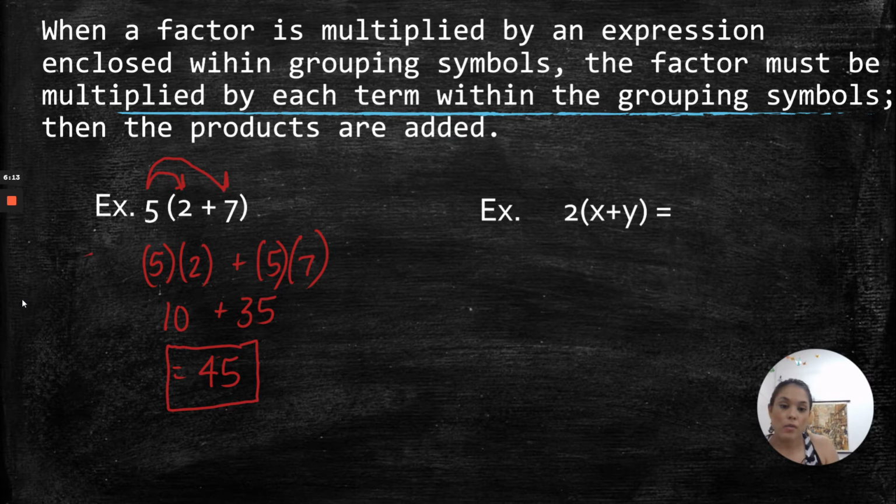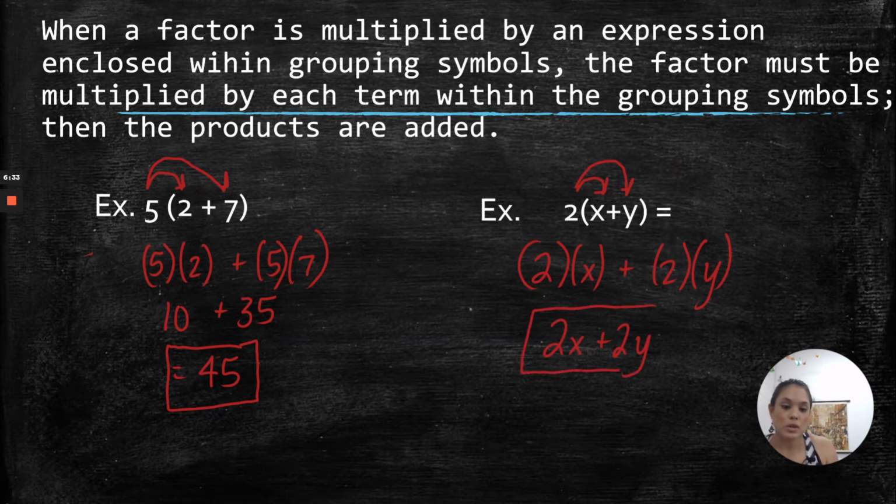Now, I have 2 times (x plus y). Let's distribute this 2. 2 times x plus 2 times y. This is 2x plus 2y is my answer.